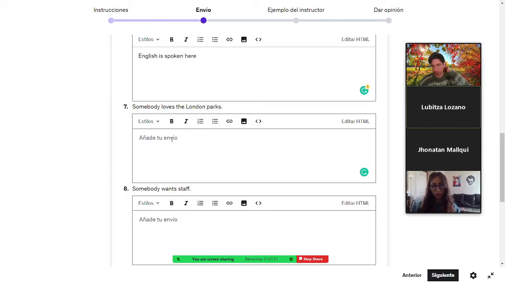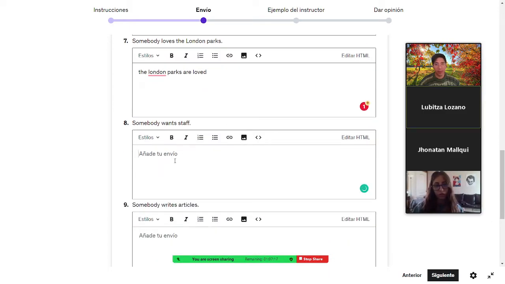The London parks is loved? Nope. The London parks are loved, because they are plural. Yes, because they are in the plural form, it's necessary that we use are.